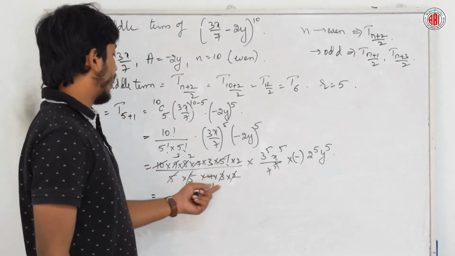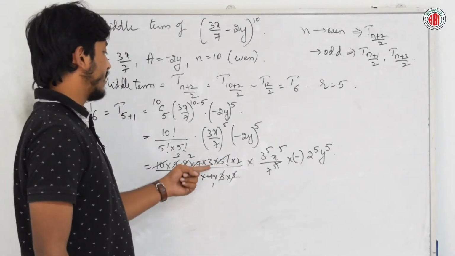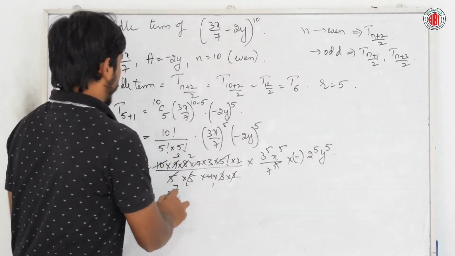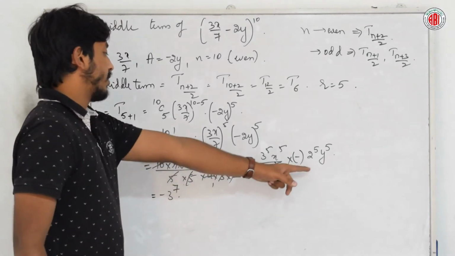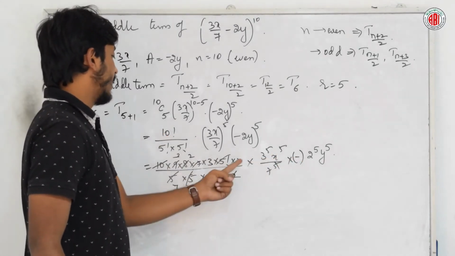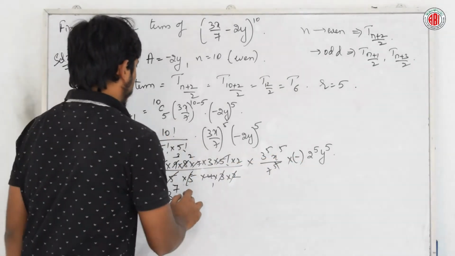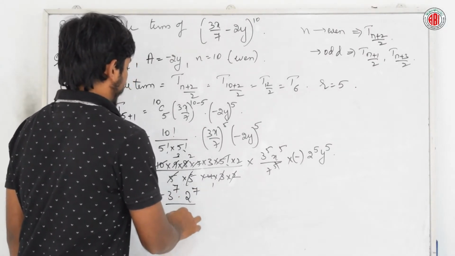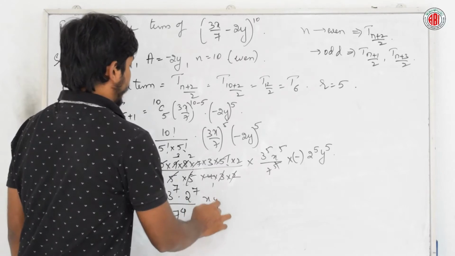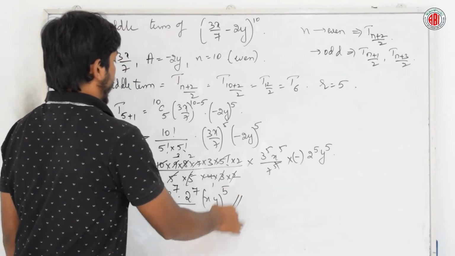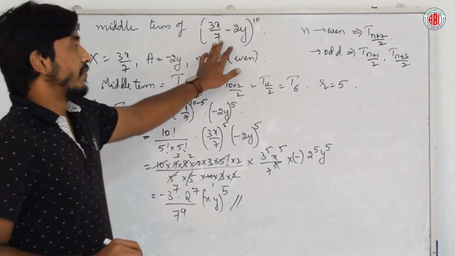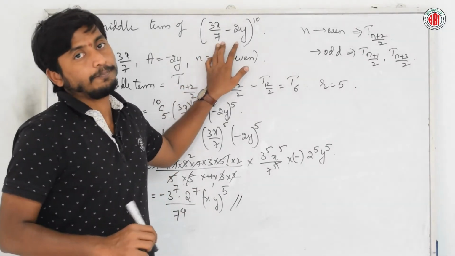Okay, then how many numbers we have? 3 power 5, 6 and 7. 3 power 7 minus in front, and next 2 power 5, 6, 7. 2 power 7 by 7 power 4 x y whole power 5. This will be my middle term of this particular expansion.